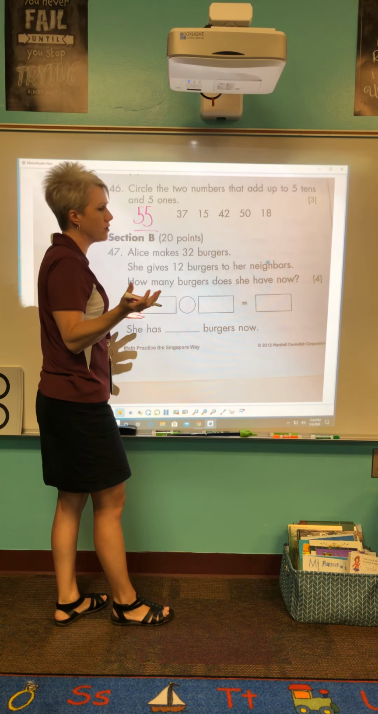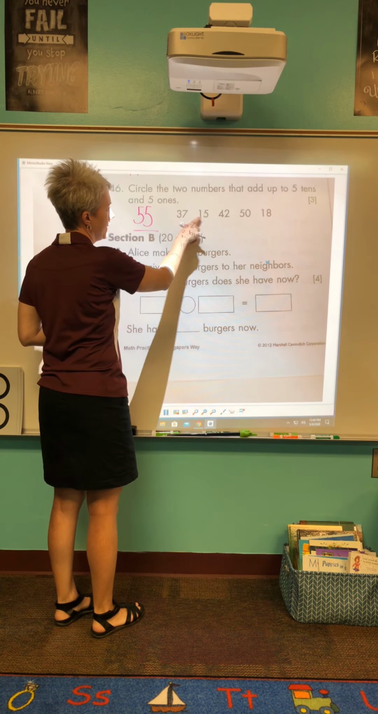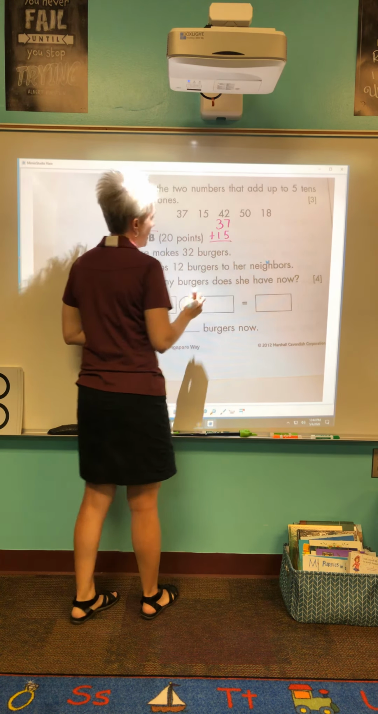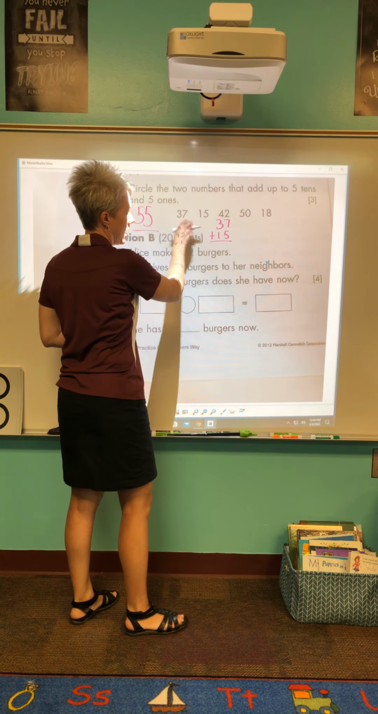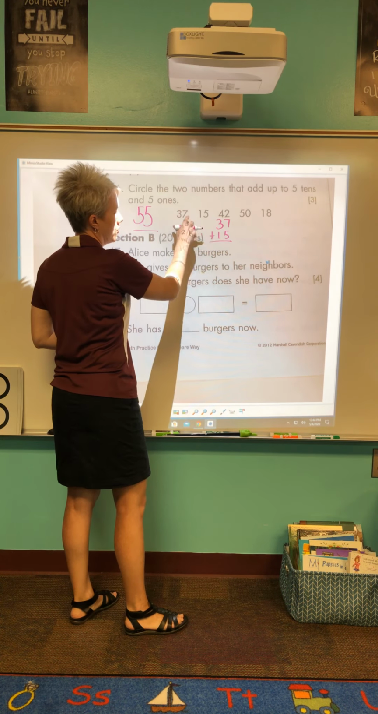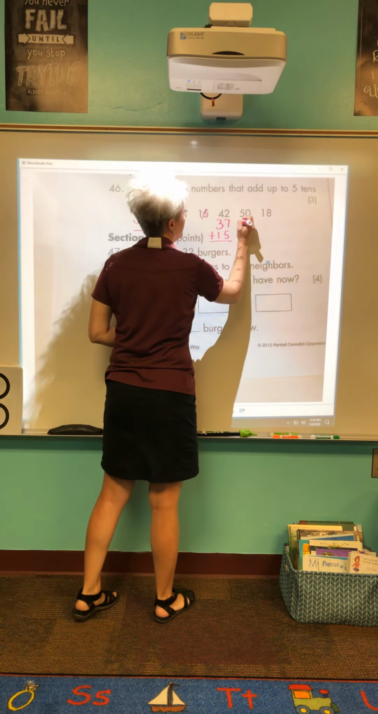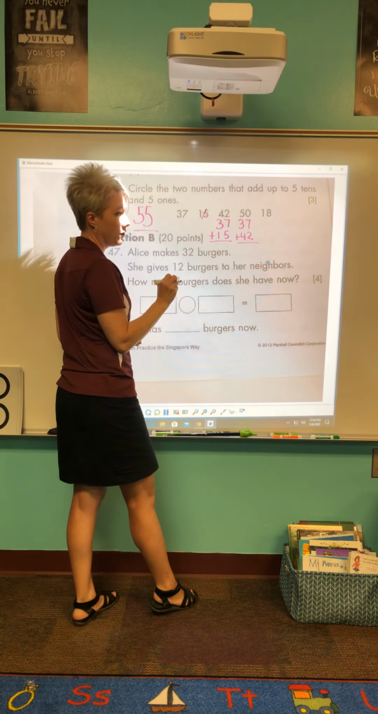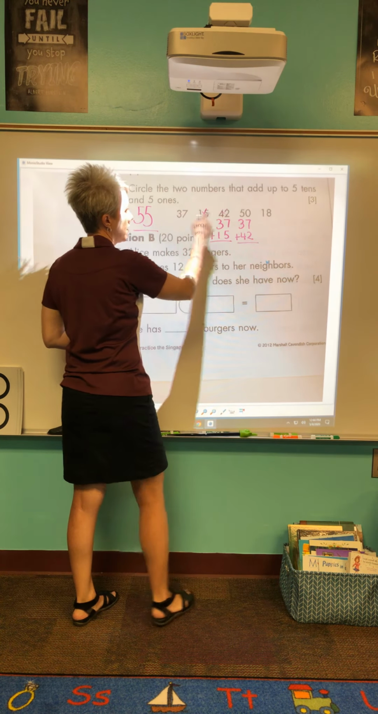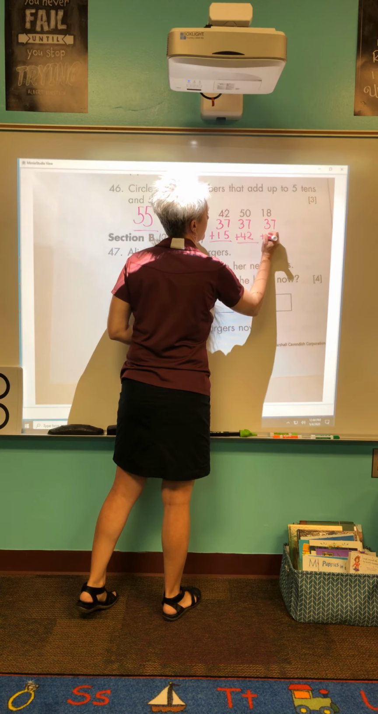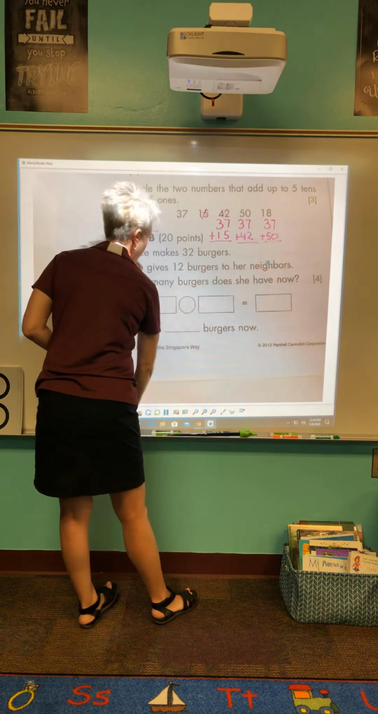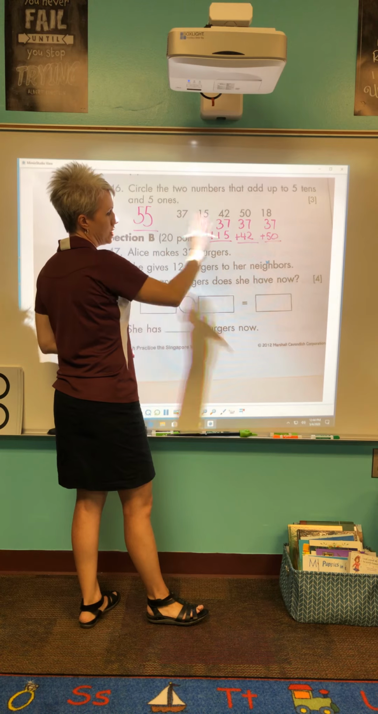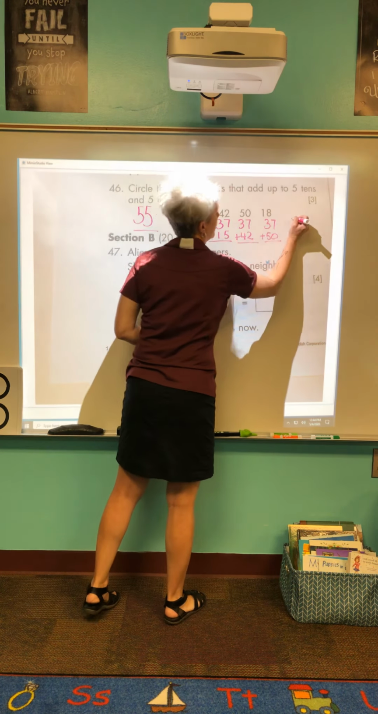So the easiest way to do this is to take your first number, 37, and add it to 15. 37 plus 15. If that doesn't equal 55, then it's not 37 and 15. Then you'll go with your next one, 37 plus 42. Add it up. If it does not equal 55, it's not 42. 37 plus 50. Add it up, okay? I don't know the answer yet. I haven't looked at it closely enough. Just keep going down the line. 37 plus 18.